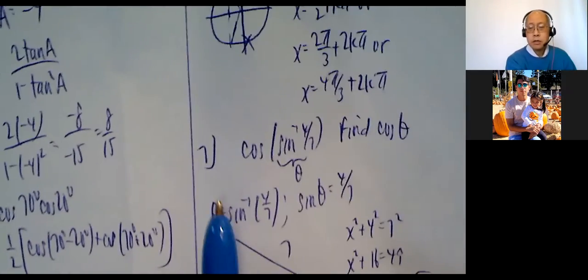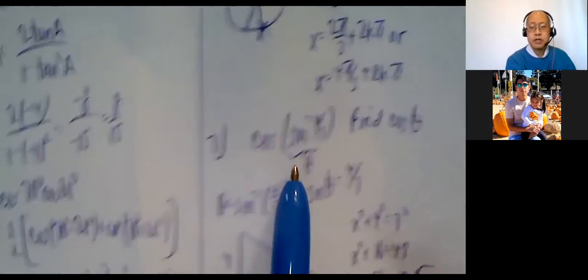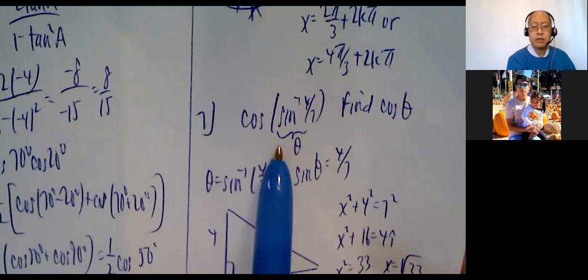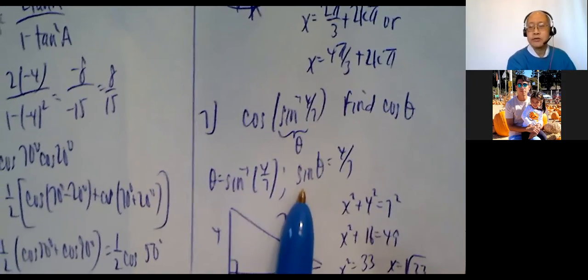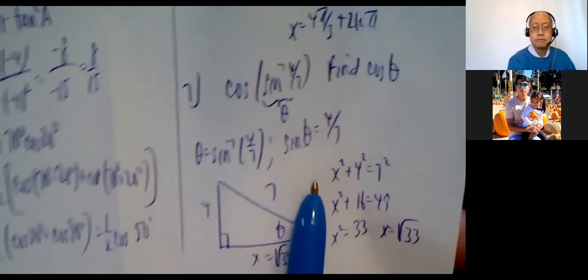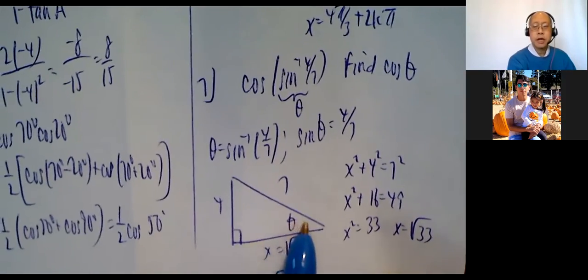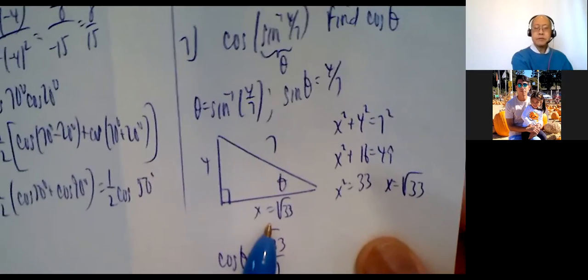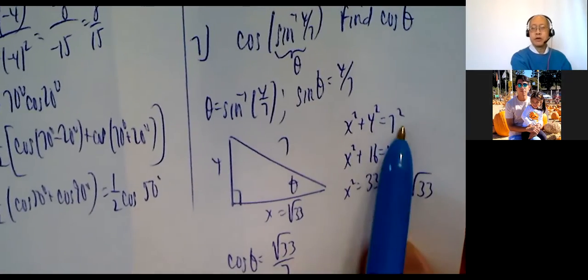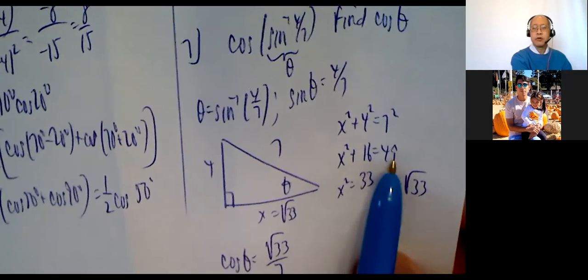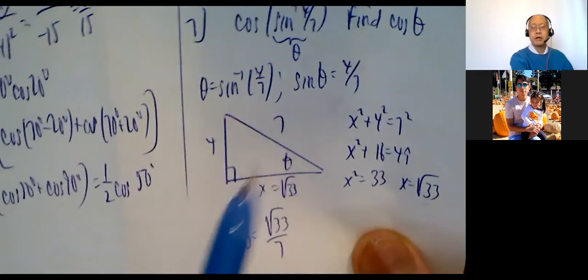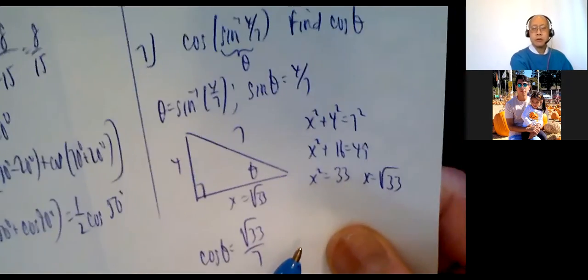Number 7, cosine of inverse sine of 4/7. Find cosine of theta. So let theta be inverse sine of 4/7, which means sine of theta is 4/7. Draw a triangle. Sine is opposite over hypotenuse. Figure out the adjacent. X squared plus 4 squared equals 7 squared. X squared plus 16 equals 49. X squared equals 33. X is radical 33. Cosine is adjacent over hypotenuse. Radical 33 over 7.